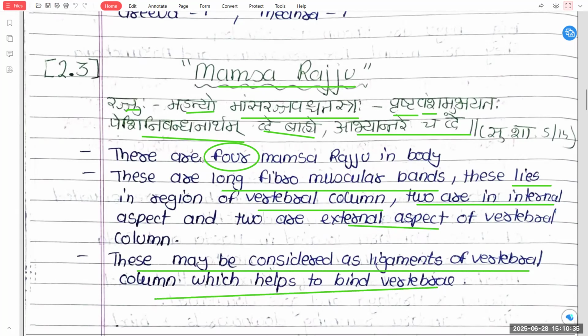Okay. So if we see in models, this is correlated with the ligaments of the vertebral column. Understood what is Masarajju? It is the extension of the spinal cord.